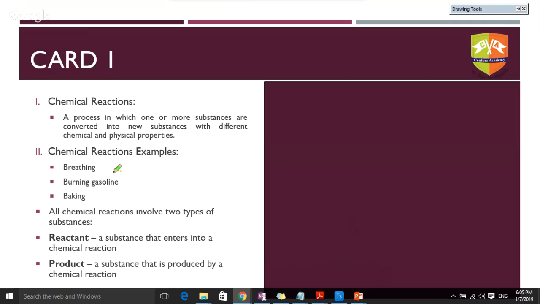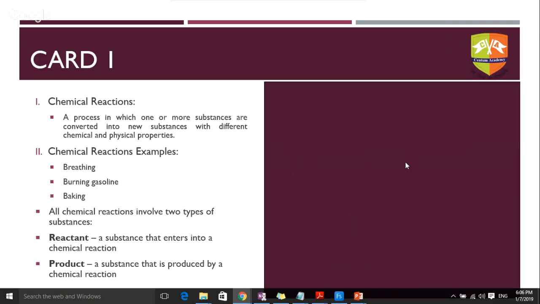The common examples of chemical reactions involve burning gasoline, baking cake at our house, even breathing. Respiration is also a chemical process. All of these reactions involve two basic categories of substances. One is a reactant. A reactant is something that is getting changed, and reactants get changed to products. Whatever substances get converted, or lose their original form, are called reactants, and what they get converted into are products. So a substance that enters into a chemical reaction is a reactant, and the substance that is produced by a chemical reaction is a product.